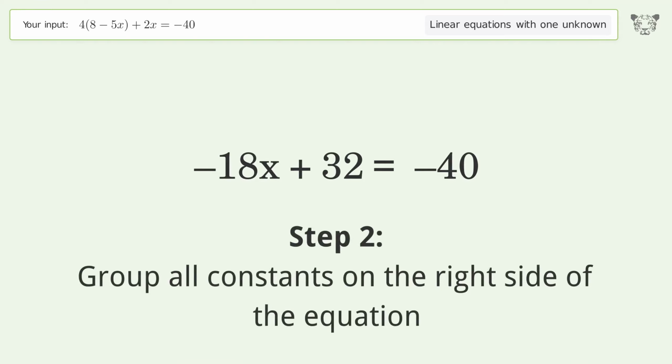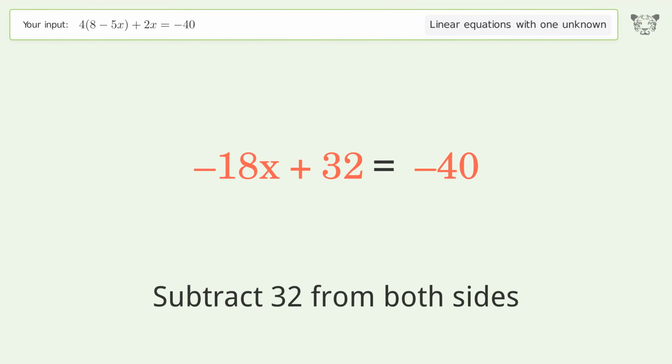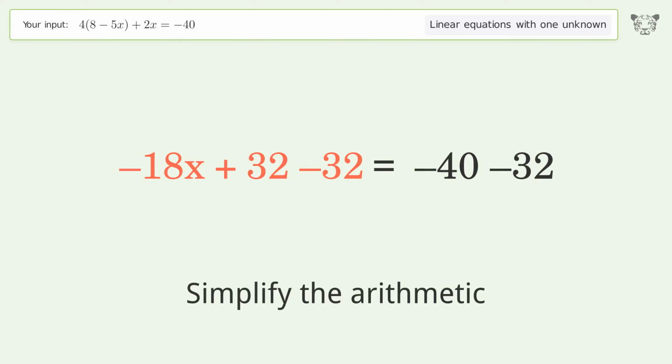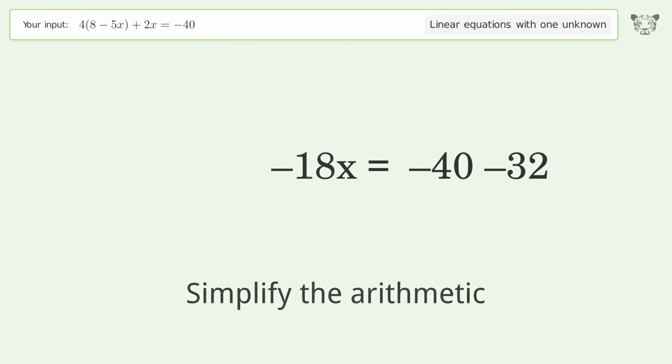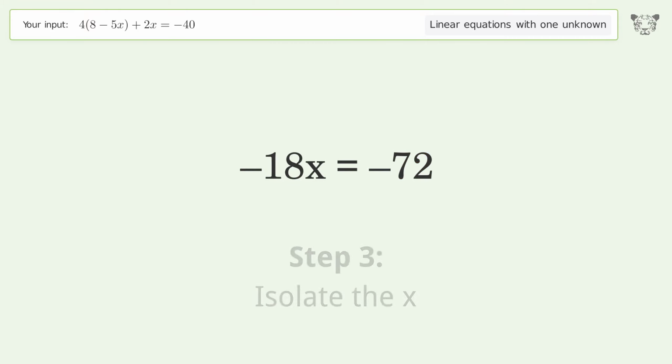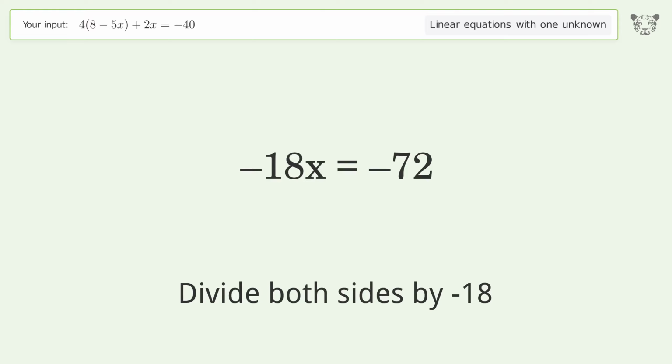Group all constants on the right side of the equation. Subtract 32 from both sides. Simplify the arithmetic. Isolate the x. Divide both sides by -18.